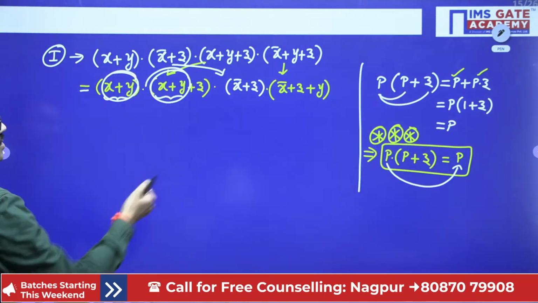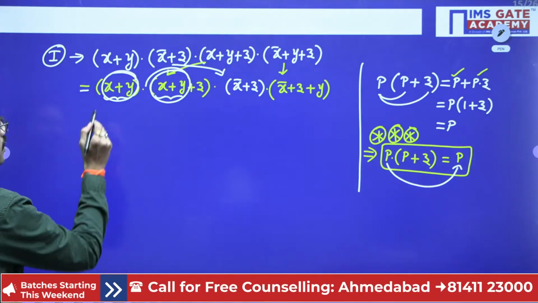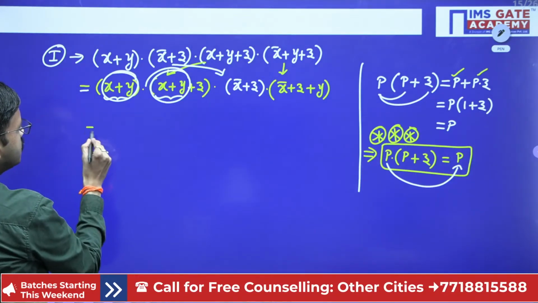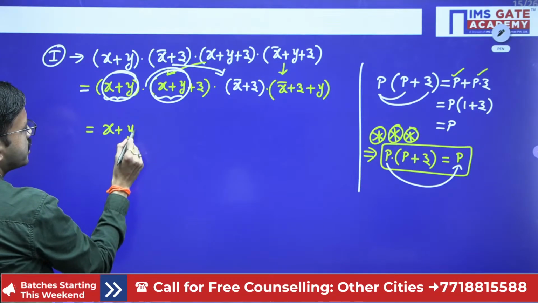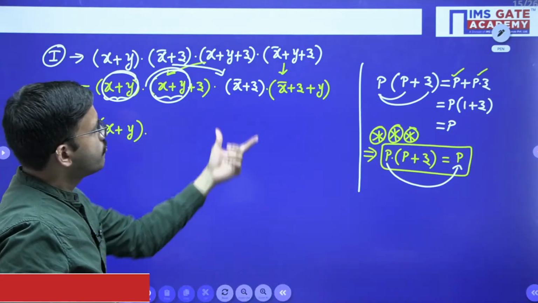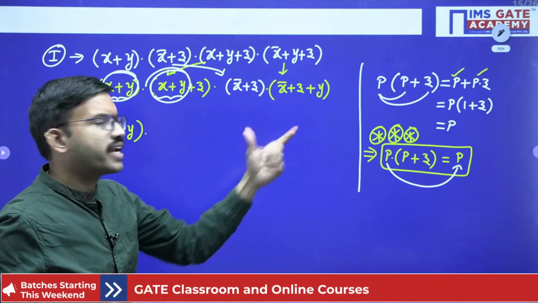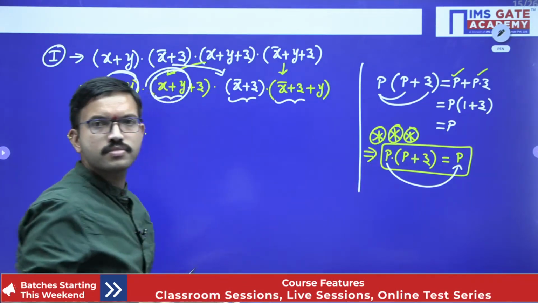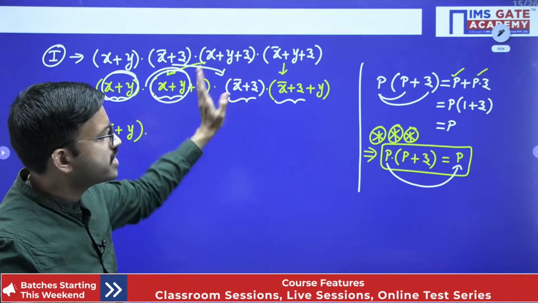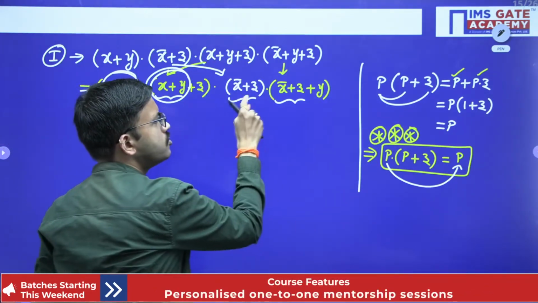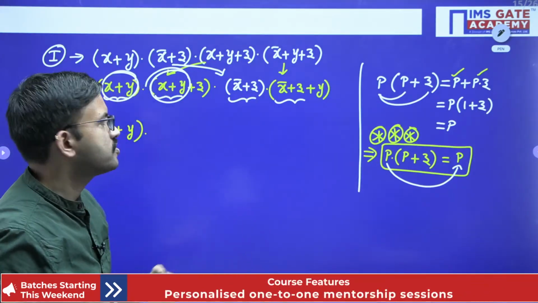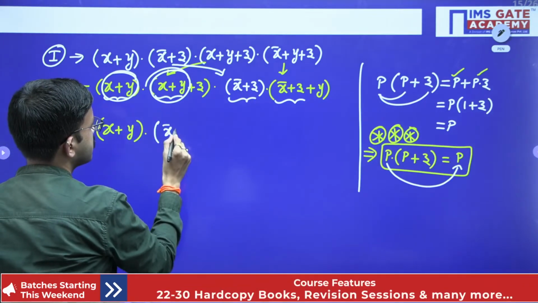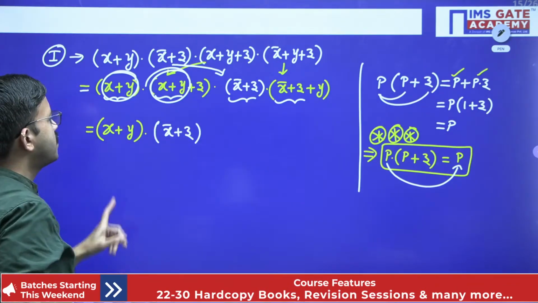If you are able to observe this key point, now apply that key point here. What is the answer? Here P into P plus Z is nothing but P, where P is x plus y, simply x plus y. Similarly, in these two brackets, you can assume x bar plus z is something like Q. Q into Q plus y is nothing but Q, where Q is x bar plus z. It is very simple, yes or no?